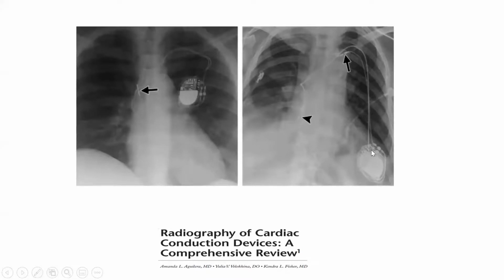Look here how the device migrated distally because of Twiddler syndrome, and it brought the leads up. So this is probably the RA lead, and this is the RV lead. And this RV lead in this position can stimulate the phrenic nerve and lead to diaphragmatic pacing. It paces the diaphragm and leads to abdominal pulsation, sometimes distressing abdominal pulsation. Okay?